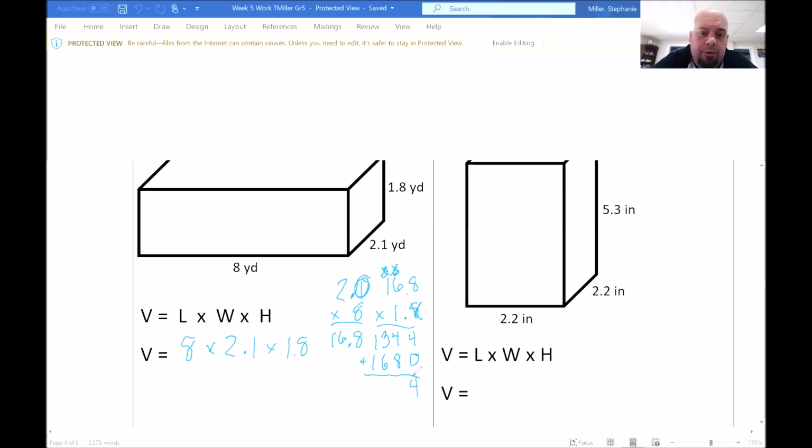So you get 4, 12, regroup your 1. 1 plus 3 is 4, plus 6 is 10. And then regroup that one. 1 plus 1 plus 1 is 3. So now this time you have to look back. You have 2 digits behind a decimal. So you would need 2 digits behind a decimal in your answer. So your volume is 30.24 yards cubed.